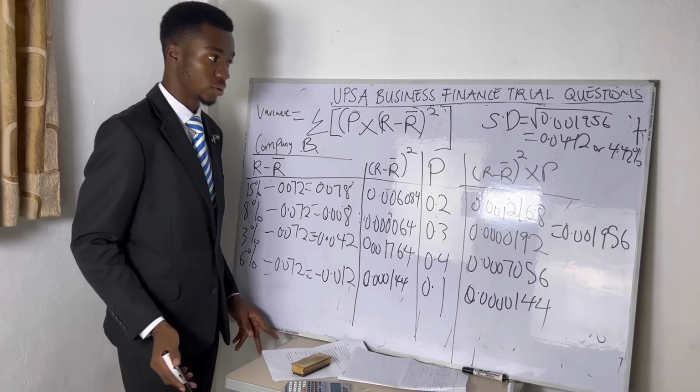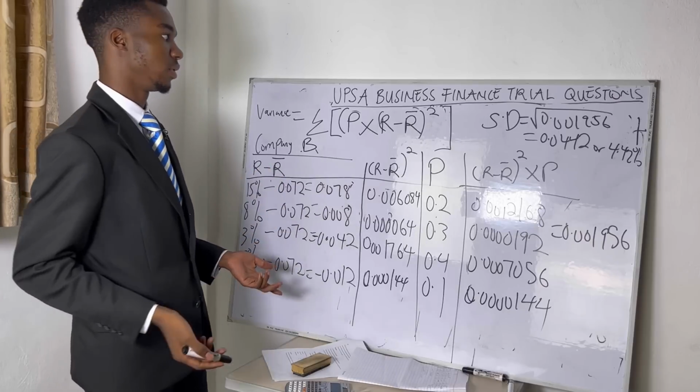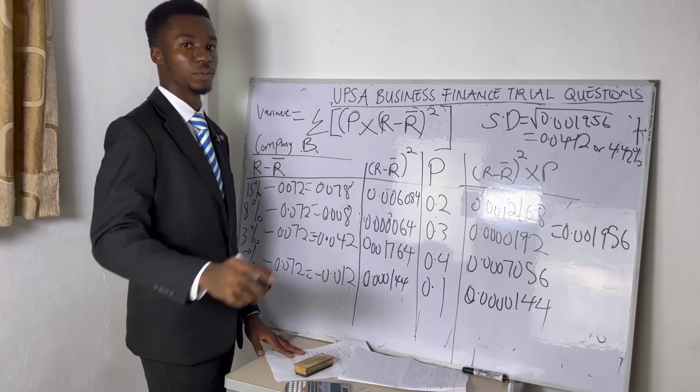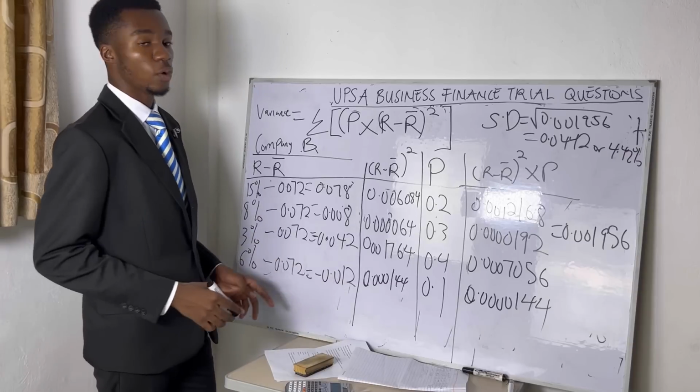So that's all. That's how you find the variance and the standard deviation. For the variance, you use this formula, then whatever value you get, you find the square root of it to find the standard deviation. So that's all for question 6.